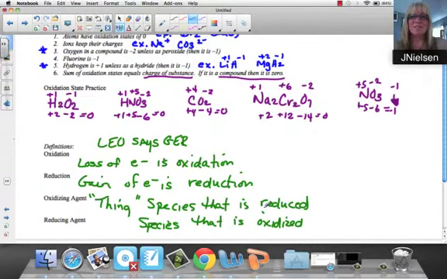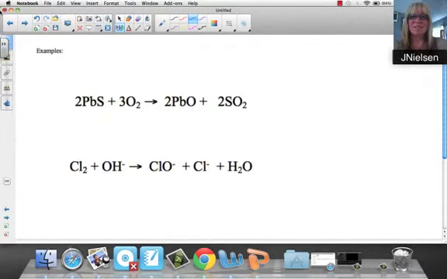Okay, so that's a general review of Regents Chem. Let's see if we can identify what's going on in these problems. So we're going to identify what's oxidized, what is reduced, the oxidizing agent or the OA, and the reducing agent, just so we can review those terms.